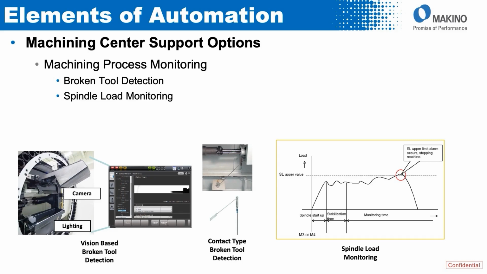We have vision-based broken tool detection, or it could be contact-type broken tool detection. That's monitoring the tool, so when it comes out of the spindle and goes back into the tool magazine, we check to make sure it's not broken and it's still in good condition for the next part, and that the feature was completely done. The other option we've got is spindle load monitoring. You can teach the machine, as it monitors spindle load, what that load characteristic should be throughout the course of machining that part.